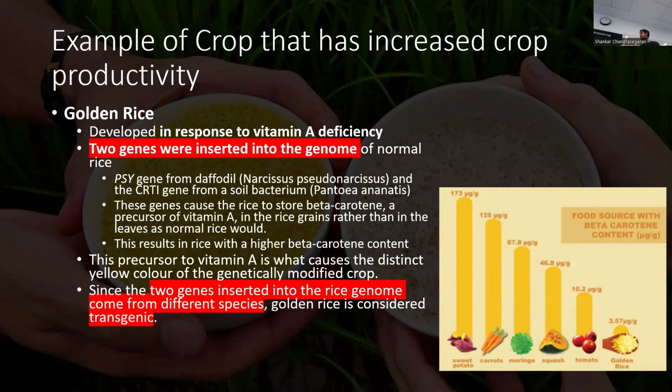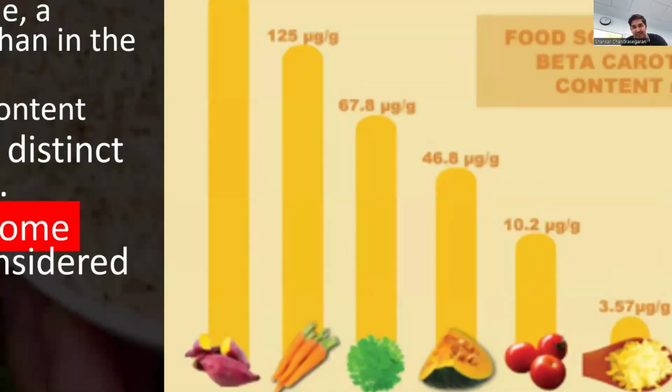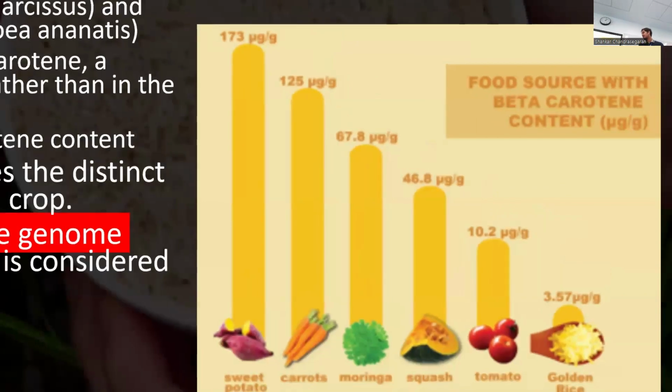If you look at this picture, if I asked you how much vitamin A normal rice has, the answer would be 0, because rice doesn't have any vitamin A inside it. But by modifying the genes to store beta carotene inside the rice itself, we've increased the vitamin A content to 3.57 micrograms per gram.